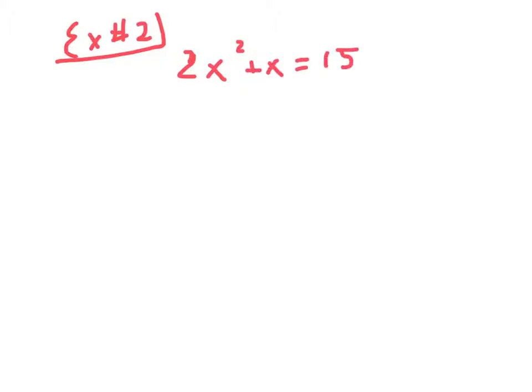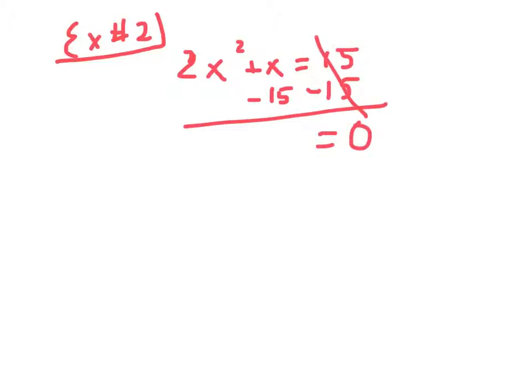Now for example number 2, this is going to be a little bit more difficult when you have an x squared and an x. So 2x squared plus x equals 15. For a problem like this, you should not solve any quadratics unless they equal 0 first. So I'm going to swing this 15 over from the right side to the left side. And that'll then give you 0 equals 2x squared plus x minus 15.